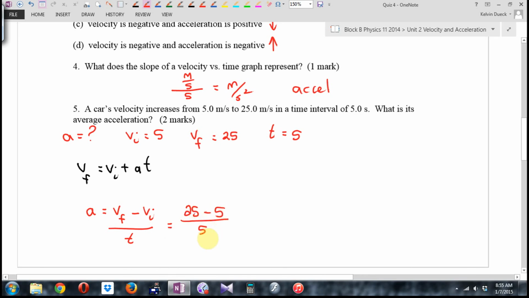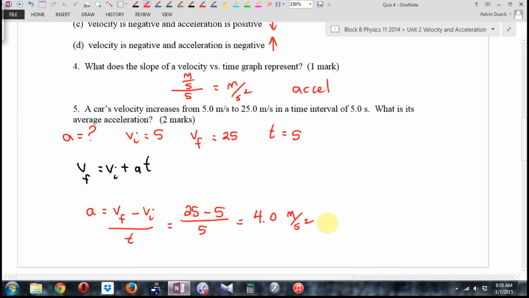And you can tell Mr. Camozzi made this quiz up. Do you know how you can tell? Because the answers work out evenly. I don't care enough to work them out ahead of time and give you guys nice numbers. Mr. Camozzi is better at math than I am. So 25 take away 5 is 20, divided by 5. And if you said 4 meters per second squared, you get 2 out of 2.